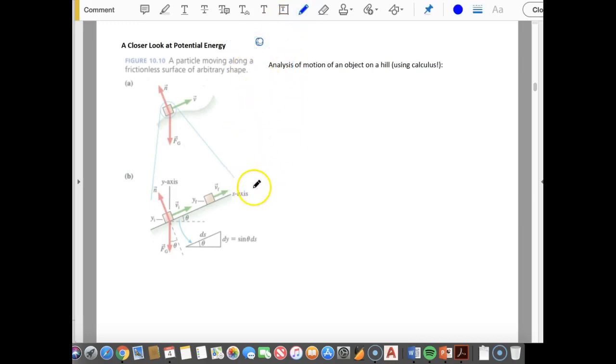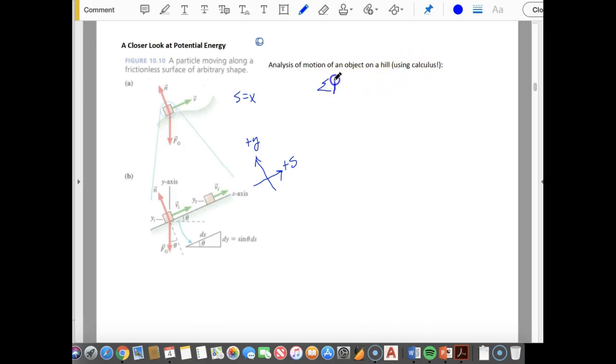There we go. So we're going to say that going up in this direction is positive, and instead of x, we're going to use s, because sometimes in college physics or college engineering, they'll do that. And this is positive y, and we're going to just say that s is equal to x for what we've been doing. Now, it says the analysis of motion of an object on a hill, and we're going to use calculus again.